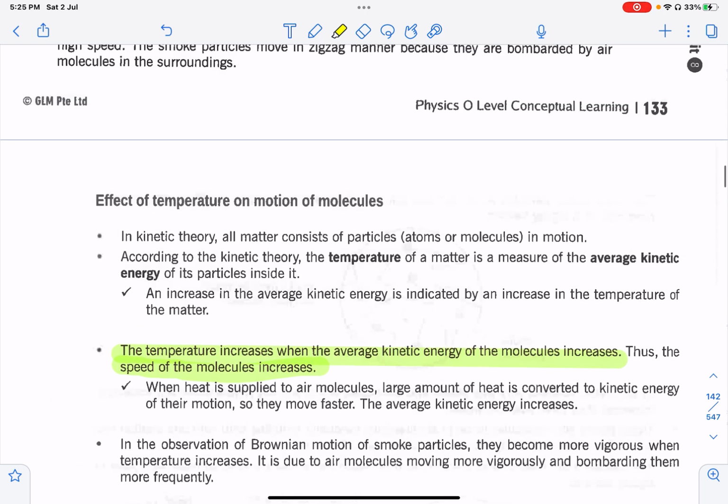Now we come to the effect of temperature on the motion of molecules. In kinetic theory, all matter consists of particles that are always in motion. According to the kinetic particle theory, temperature is a measure of the average kinetic energy and thus influences the movement. So an increase in kinetic energy shows an increase in temperature, leading to an increase in the movement of the particles.